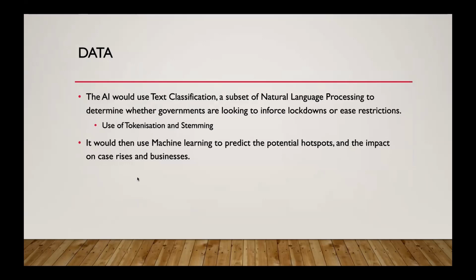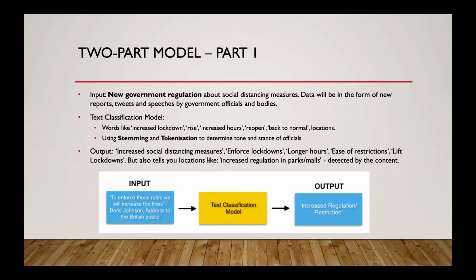So what data will I use? Well, it's a two-part model. The first part uses text classification, which is a subset of NLP. And the second part uses machine learning to predict potential hotspots. So let me just tell you about the first part of the model, which inputs new government regulation about social distancing measures in the form of formal reports, tweets, and speeches by government officials and bodies. And what this does is eliminates the chances of fake news.